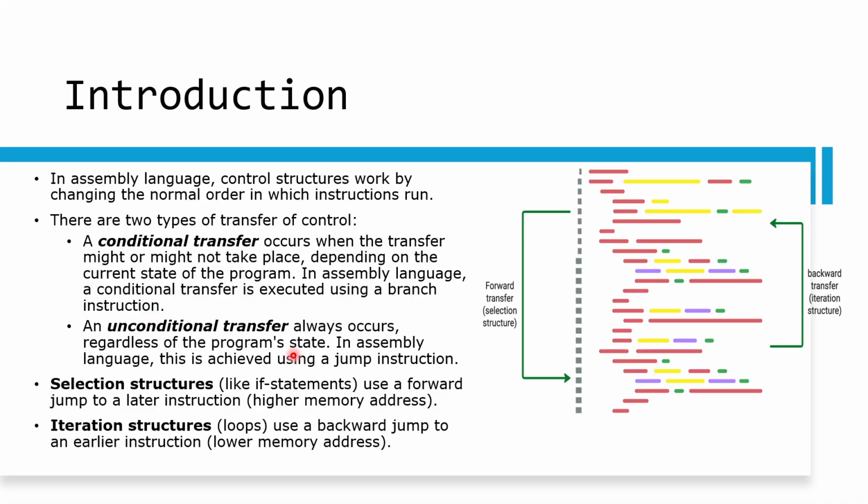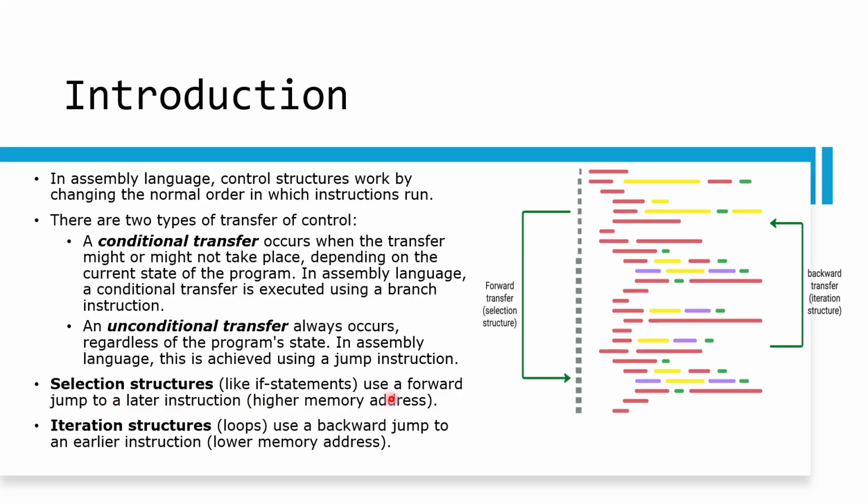An unconditional transfer always occurs regardless of the program state, meaning there is no condition to test. They would just transfer or jump to the instruction. So in assembly language, this is achieved using a jump instruction.